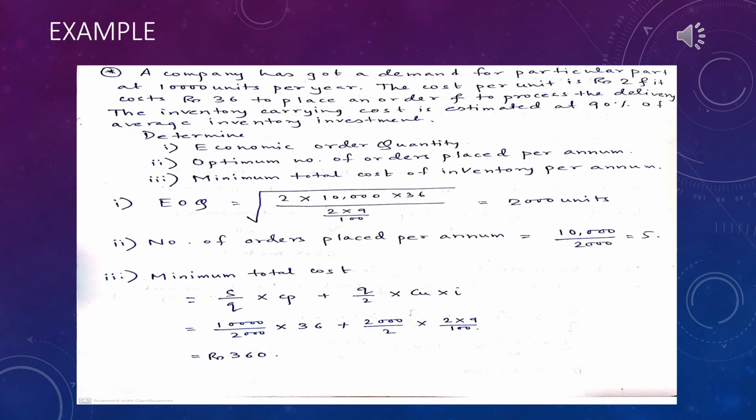Just a gentle reminder to the students who are watching this video: please convert that inventory carrying cost, which I have most probably given as 90%. Don't calculate it at 90%, just cut off the 0 and calculate it at 9%. The rest of the sum is absolutely fine.